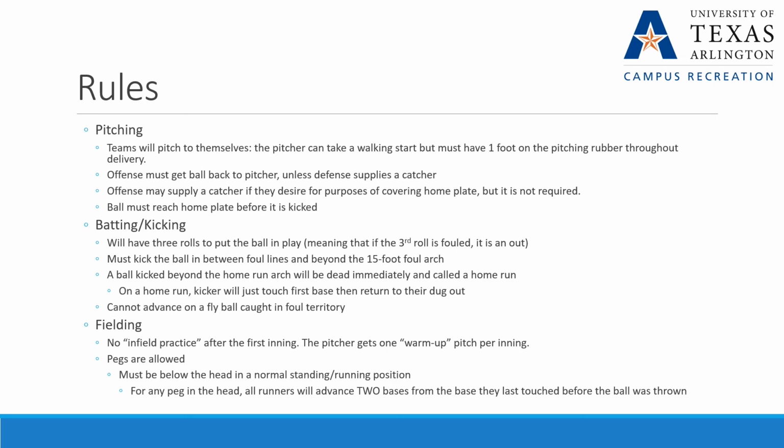For fielding, there is no infield practice after the first inning. The pitcher will get 1 warm-up pitch per inning, and then it's time to start. It's normal kickball. Pegs are allowed. The peg must be below the head in a normal standing or running position. For any peg in the head, all runners will advance 2 bases from the base they last touched before the ball was thrown.